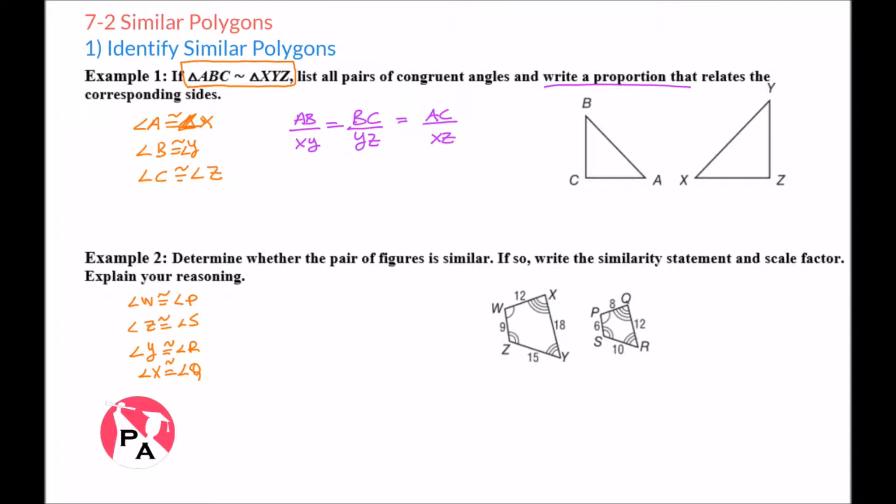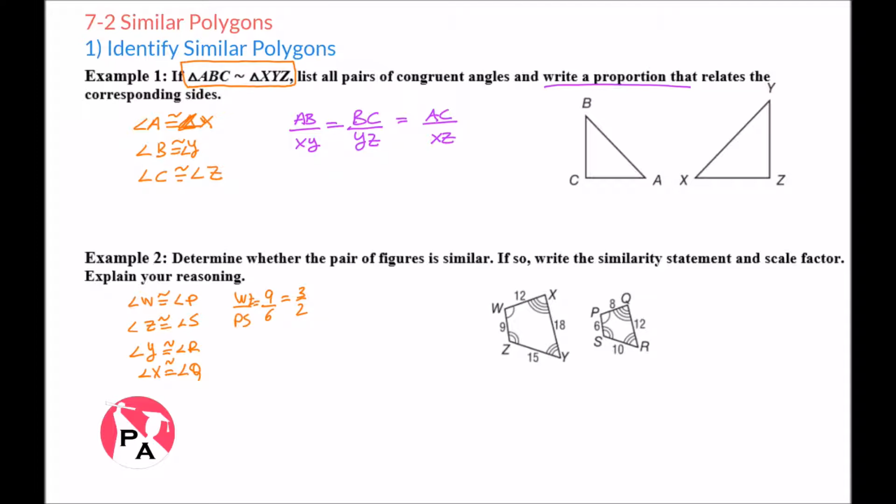Now let's compare the sides. So if you look at the sides, WZ and PS, the ratio between these 2 sides is 9/6, right? 9/6. And if we simplify, divide each number by 3, we get 3/2. This is the ratio between WZ and PS. So let's write it up here. WZ over PS is equal to 3/2.